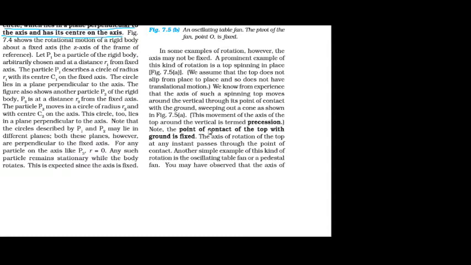The movement of the axis of the top around the vertical is termed precession. So here the axis is not fixed, it is moving. The physical term for this phenomenon is precession. Note that the point of contact of the top with the ground is fixed. The axis of rotation of the top at any instant passes through the point of contact.